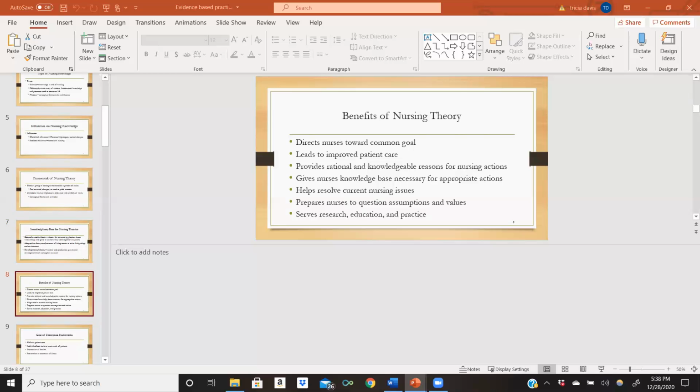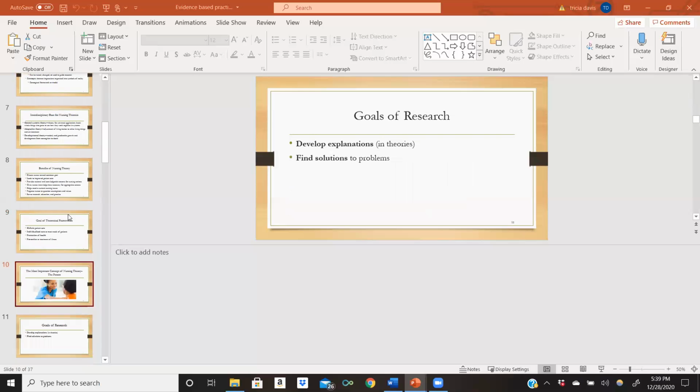Theory gives nurses who know and practice theory better problem-solving skills so that the nursing interventions are better organized, considered, and purposeful. Nursing theory also prepares nurses to question assumptions and values in nursing. This, in turn, further defines nursing and increases the knowledge base that we have. It serves research, it serves education, and it serves our nursing practice. So it does a lot.